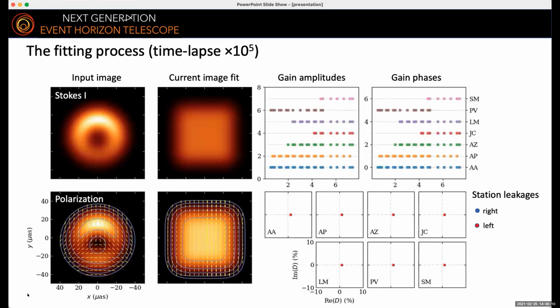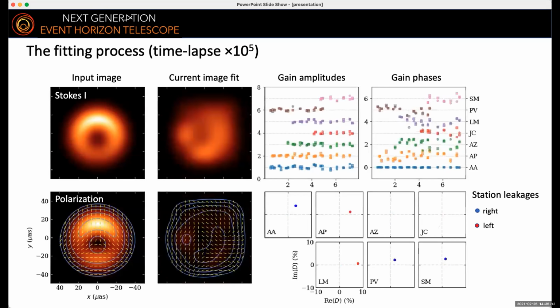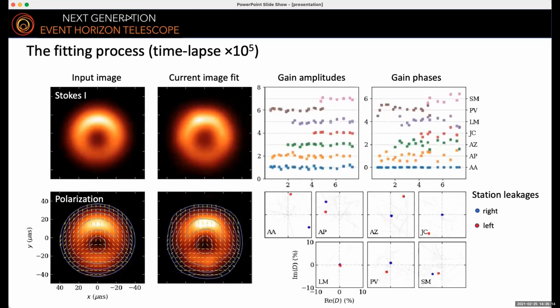And this here is just a super quick example of DMC performing a fit to some synthetic data. It's been compressed by a factor of more than 100,000 in time. And the point here is that all of the relevant parameters are varying simultaneously. And so that at the end of it all, we have a solution for not just the image, but also for the station gains and leakage terms.